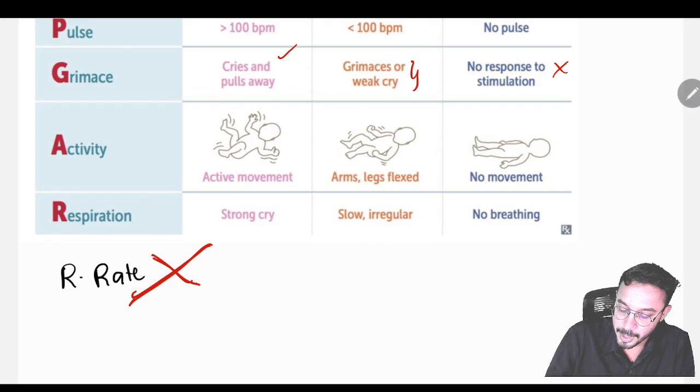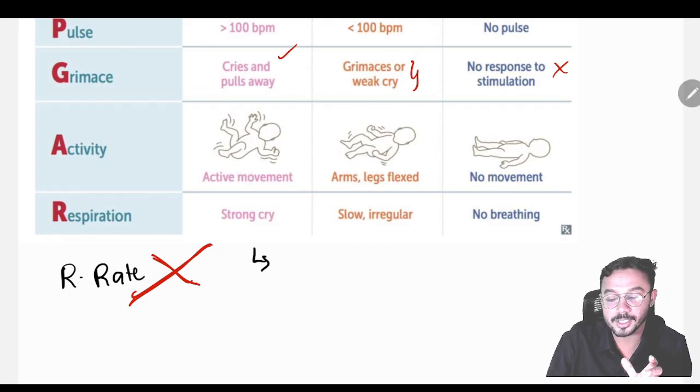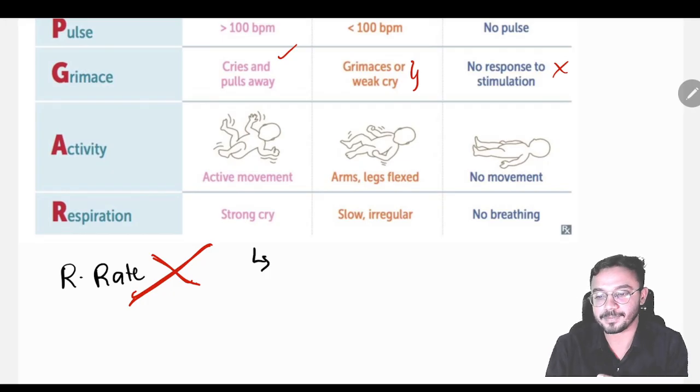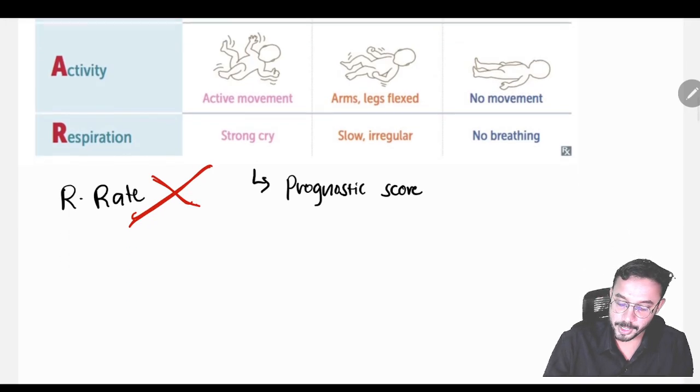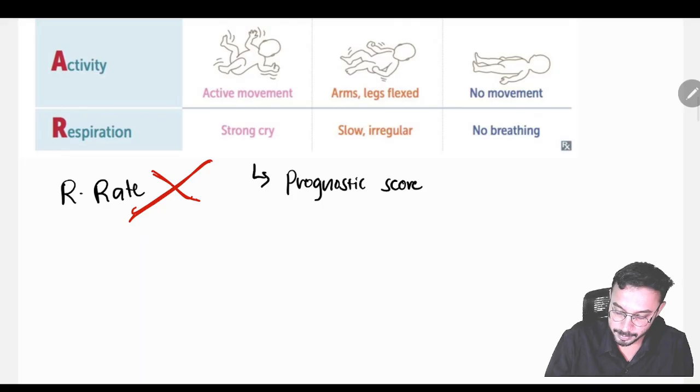So remember, Apgar is not a diagnostic score, it is a prognostic score. It is used to know the prognosis of the baby, and it is not used to diagnose the baby. So this is a prognostic score. Okay, and you are going to do the Apgar at 1 minute and at 5 minutes.